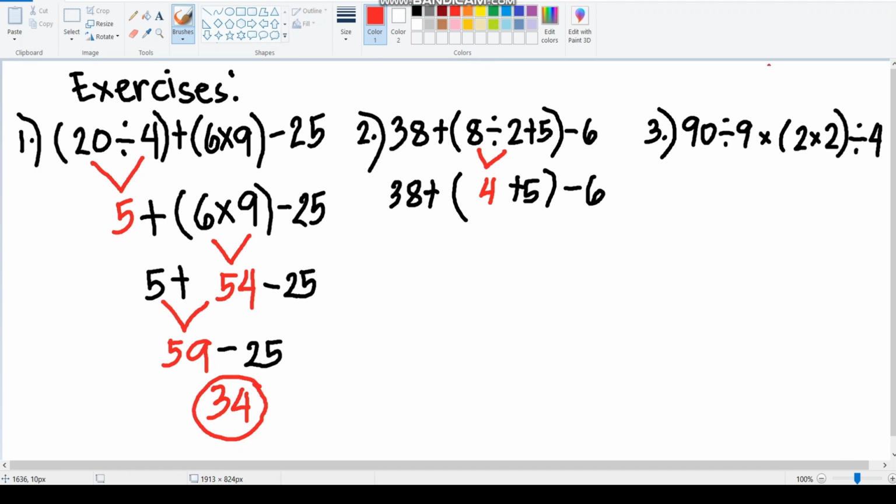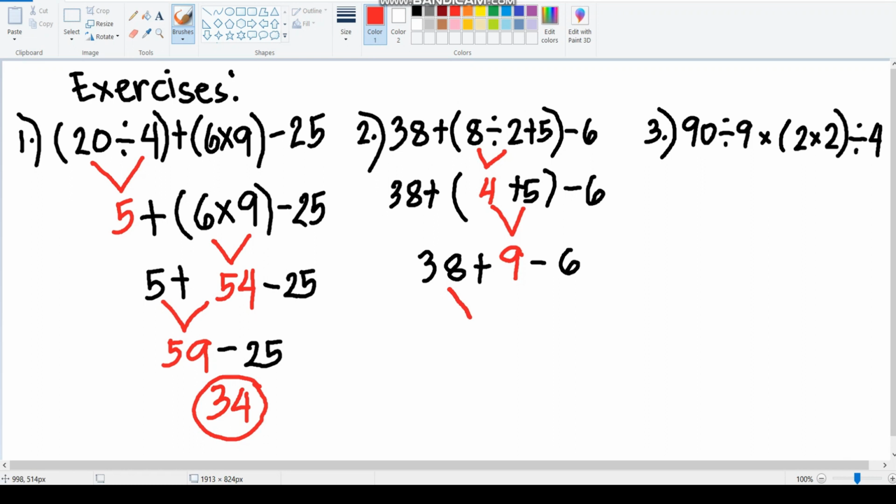Now we still have parentheses in our given, so let us simplify it. 4 plus 5, that will be 9. And what will happen to the rest? Just copy. Next, we now remain with addition and subtraction. So which of the two operations are we going to solve first? Very good. We have to solve first the addition, because addition is on the left side and subtraction is on the right side. So solve first.